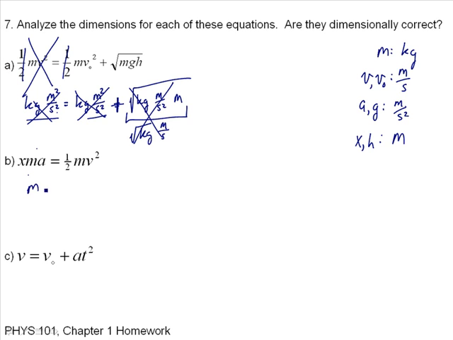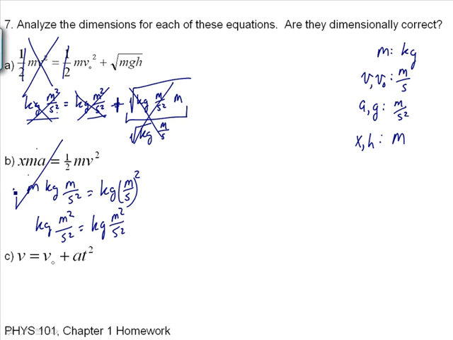X is in meters, M is in kilograms, A is in meters per second squared. M is in kilograms, V is in meters per second. That's both squared. If I rewrite these, I get kilogram meters squared per second squared is equal to kilogram meters squared per second squared. That one checks out. So if you have an equation and you're not sure if it's correct or not, you can just put the units in and see if the units work out. And if they work out, then it's likely that you have the equation correct. Unless, of course, you don't have these constants in the right place.